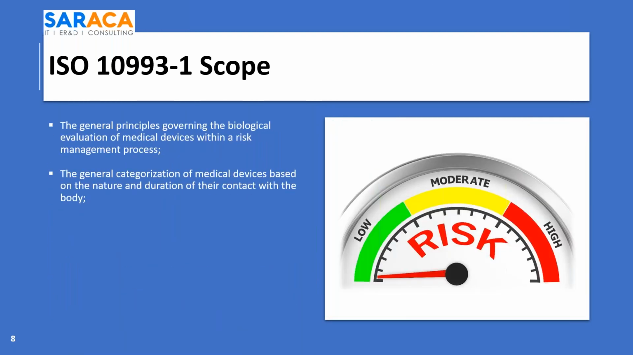I'm going to cover the scope of the 10993 standard: the general principles governing the biological evaluation of medical devices within a risk management process, and the general categorization of medical devices based on the nature and duration of the contact with the body. It's a very similar scope to what we've seen in the past.